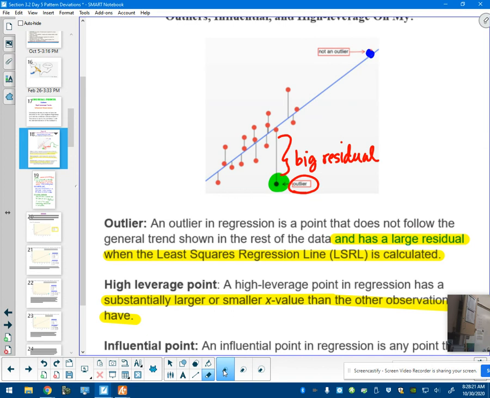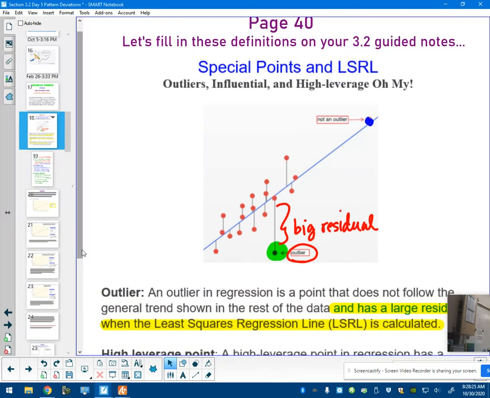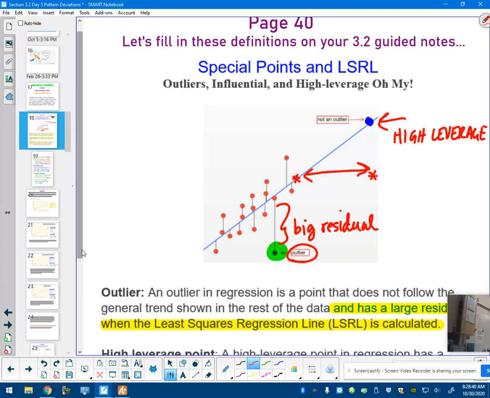But this point up here is a high leverage point because it's the last point. See how much space there is between this guy right here and this guy? So this has the largest X, and that's what makes it a high leverage point.